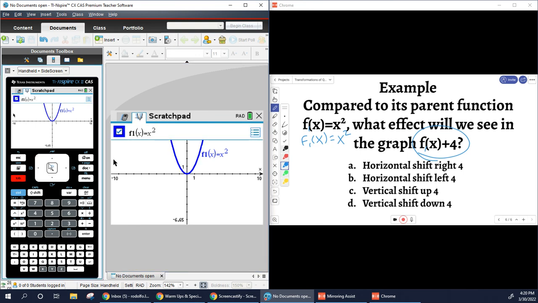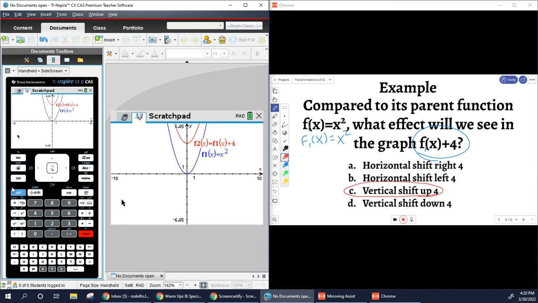When you press plus and the tab, you can go up and down on it. Right? So tab down moves to the different functions, up moves up to the functions. So f1 is already taken. We're going to go to f2, and we're going to add 4. So we're going to type in the function f1 of x, plus 4. What happens when we add 4? The new function, notice how the function moves up. So we call this a vertical shift up 4 units.